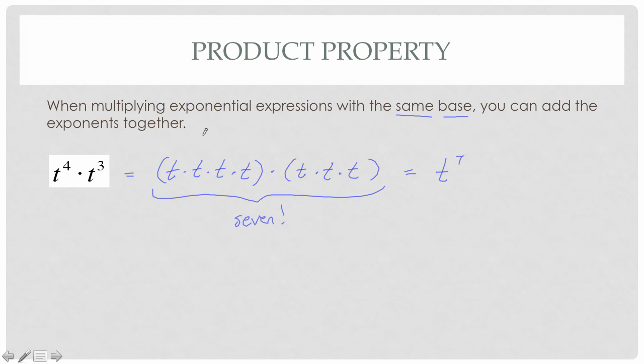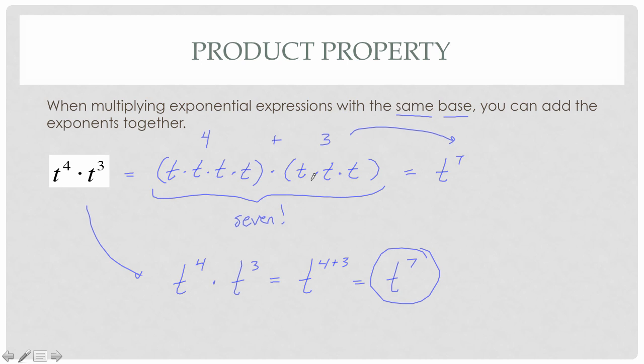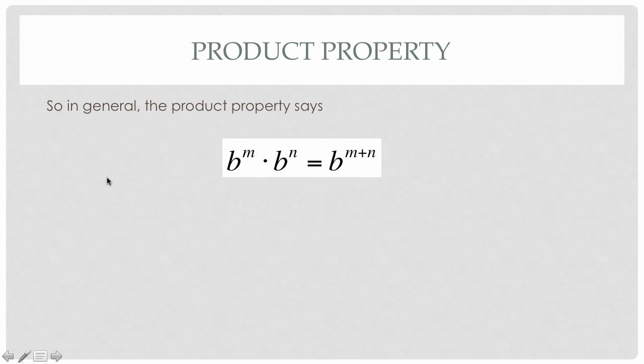But if we think about it, that was 4 t's, and I'm adding to that 3 more t's, so there's a total of 7 t's. We can rewrite this problem as t to the 4th times t to the 3rd equals t to the 4 plus 3, which is just 7 t's. So with the product property, I can just add the exponents together, but it only works as long as it's the same base, the same thing being multiplied. So in general, when you have the same base and you're multiplying them together, we can add the exponents. This is the product property right here.